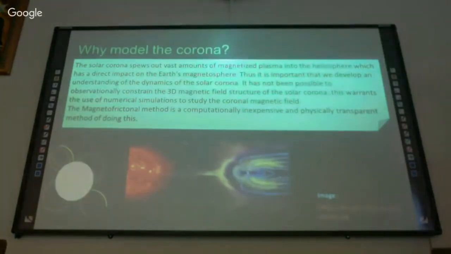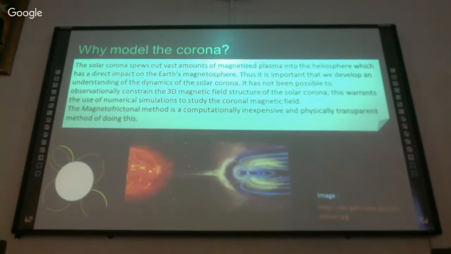So why do we need to model the corona? Some of you might know that the solar corona spews out vast amounts of magnetized plasma towards the Earth, and this in turn affects the magnetosphere of the Earth, and that in turn can affect the electrical substations and satellite systems that we have. So it is important that we develop an understanding of the dynamics of the solar corona so that we can predict the solar storms that are coming towards Earth.